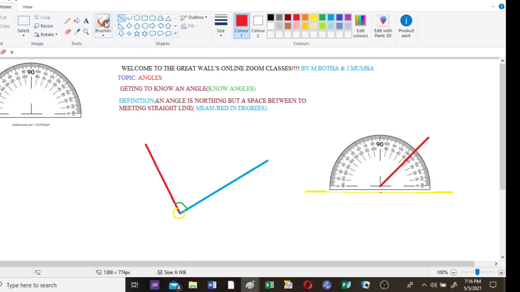So how do we indicate? We indicate that by drawing a line like this, from here to the base. So this angle is 45. From here up to there, this angle is 45. So you need to indicate that your angle is 45. Now 45 what? Should not forget degrees. So this is how we measure angles.